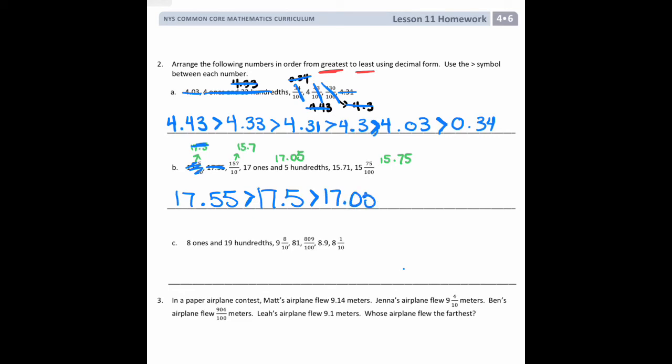Then we're going to have 17.05 because it has no tenths and 5 hundredths, but it's still bigger than all the 15s because it has more wholes. Now we're going to move on to 15.75 because it has 7 tenths and 5 hundredths. Next would be 15.71 because it just has a little bit less hundredths. And then very last would be 15.7.